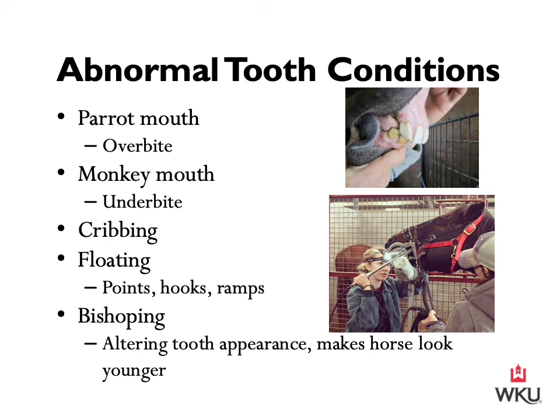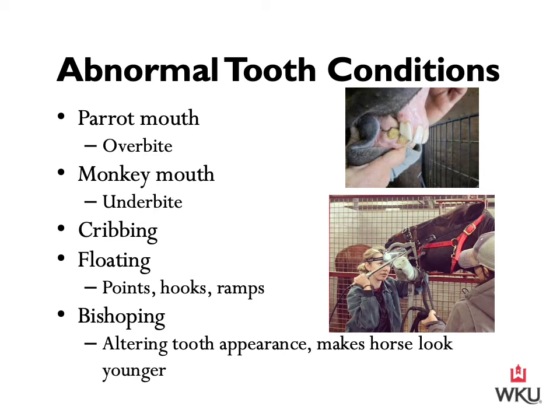I touched briefly in one of our introductory slides on considering the anatomy and that continuous growth of the horse's teeth and the wear. So keep those factors in mind here, but we'll dig a little bit deeper into each of these. First off, when we're looking at bite, we have horses that are either parrot-mouthed or monkey-mouthed. Parrot-mouthed is shown in that upper right-hand photograph.